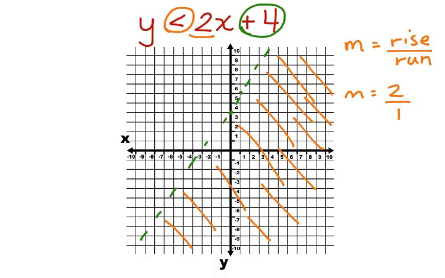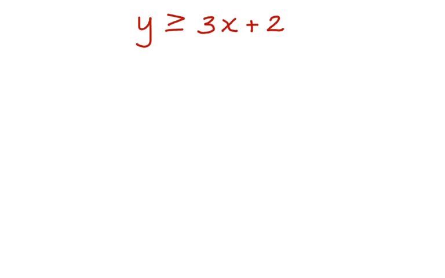Let's look at another one. Let's look at one that would have a solid line. Y is greater than or equal to 3x plus 2. Let's look at what we know. We know our slope is 3, and we know our y-intercept is 2.